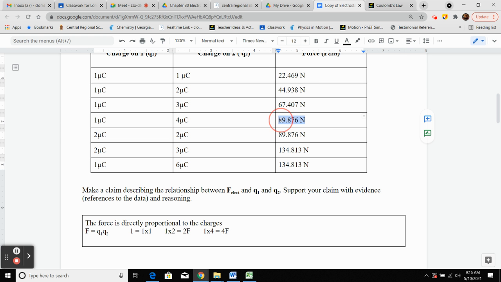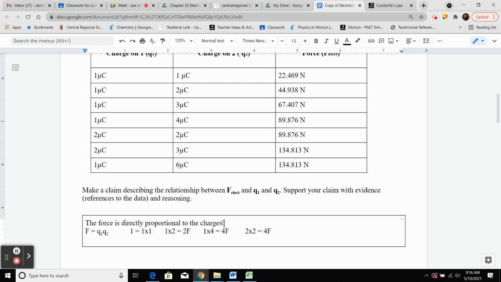And you could show this mathematically by taking this value divided by this one, and it should come out to be 4 or very, very close to. But what if I said, let's double both charges? So instead of them both being originally a 1, what happens? What's 2 times 2? 4. 4 times the force. So referencing our data, our data supports our claim that the force is directly proportional to the charges.